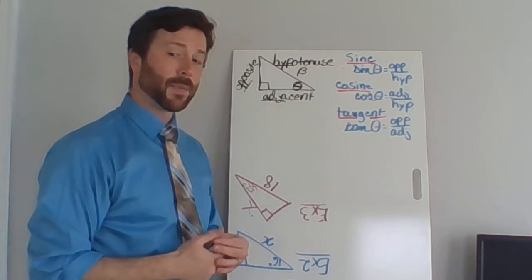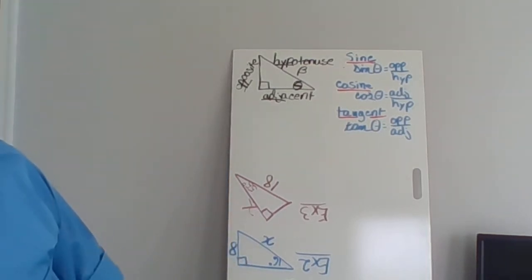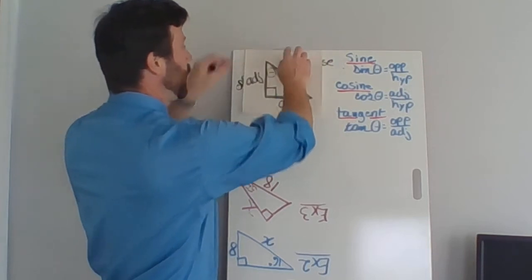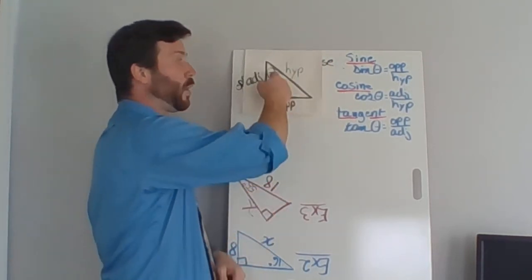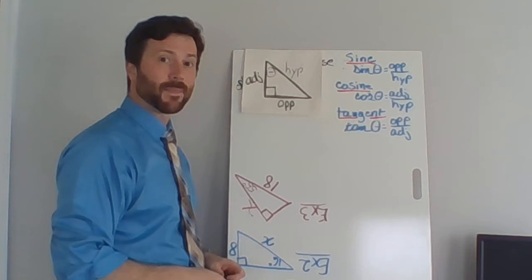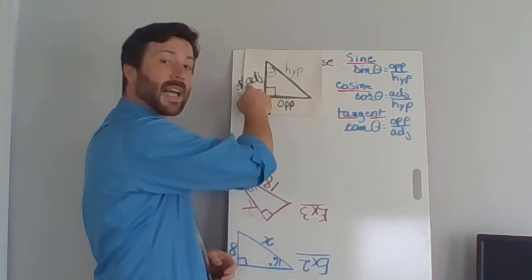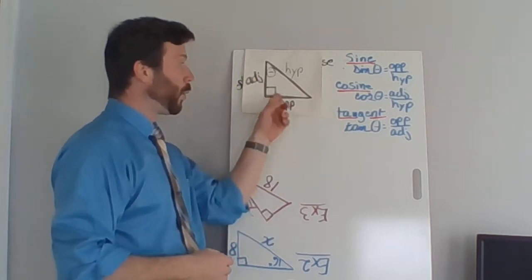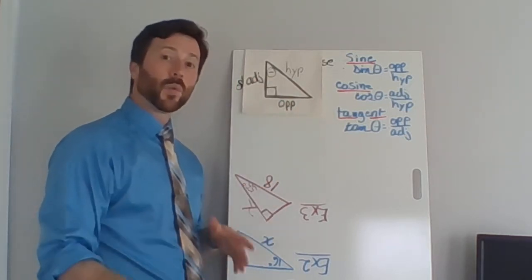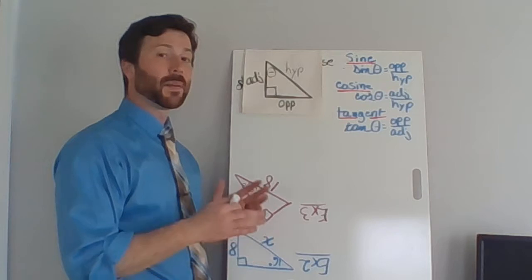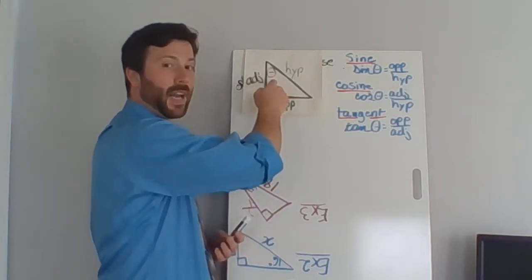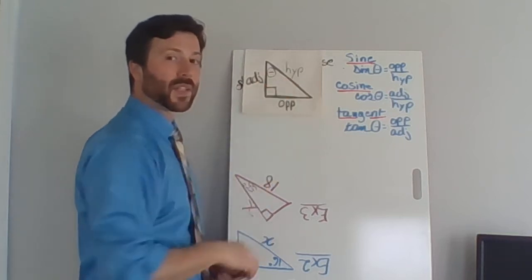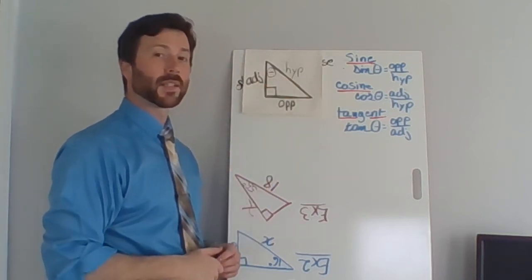Now, what can happen sometimes, if we want, we can switch which angle we call theta. I can call this guy up here theta instead. And if I do that, this side right next to it is now adjacent, and this side, really far away from it, is now the opposite. So which side is adjacent or opposite depends on what angle you're talking about. But the hypotenuse is always opposite the right angle. It's always going to be the longest side.